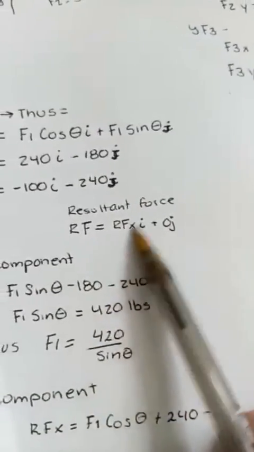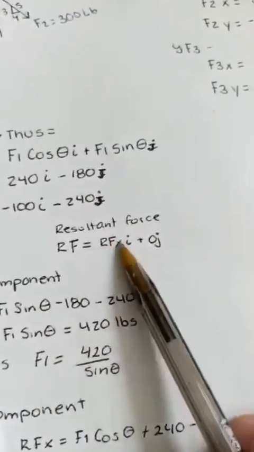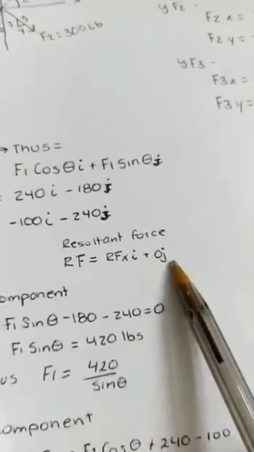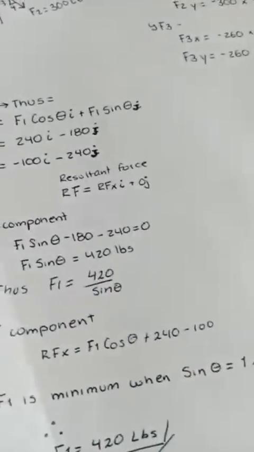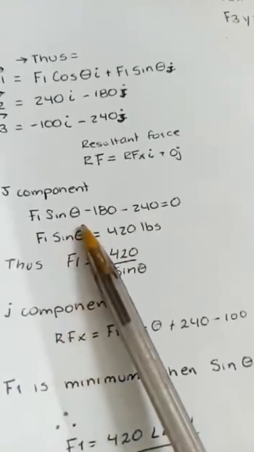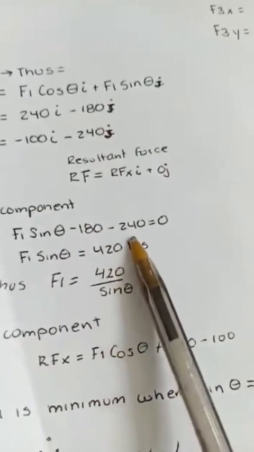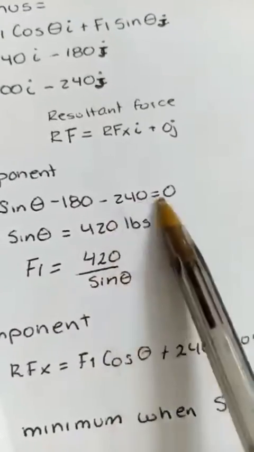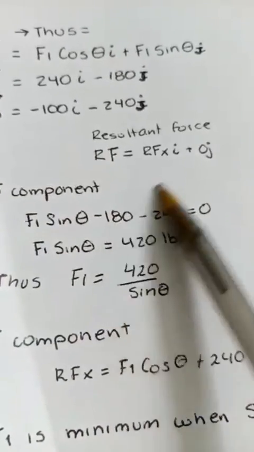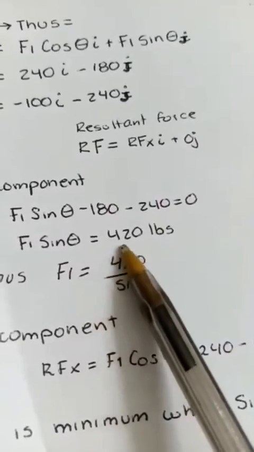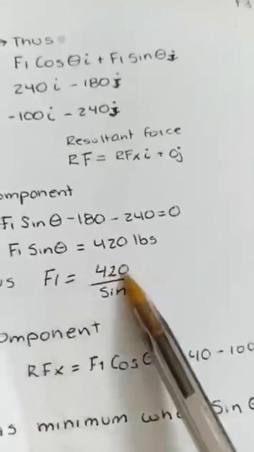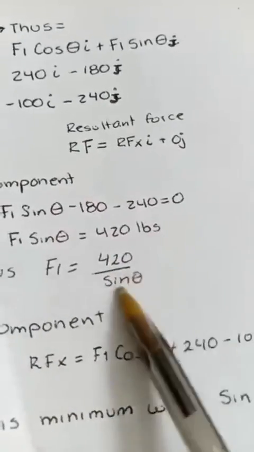So this is the resultant force. It's the resultant force times i plus 0 j. So you do this: F1 sine theta minus 180 minus 240 equals 0. And F1 sine theta, you change, well, of course you have to put it in right here, and you have 420. Thus F1 equals 400 divided by sine theta.